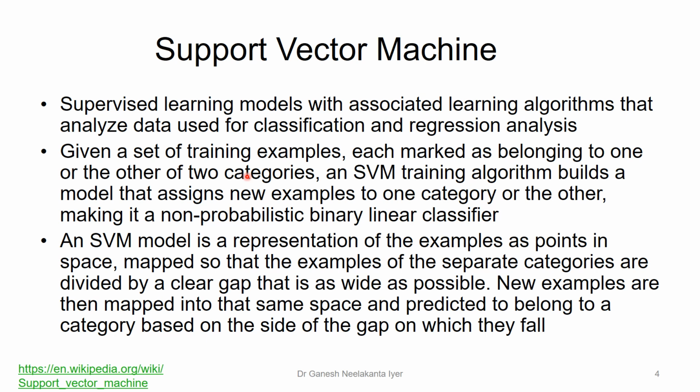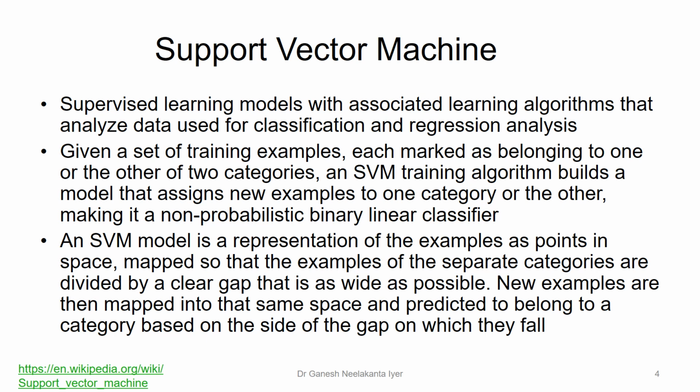Supervised learning models with associated learning algorithms that analyze data used for classification and regression analysis. SVM falls under this category. It can do both classification and regression. Given a set of training examples, each marked as belonging to one or the other of two categories, an SVM training algorithm builds a model that assigns new examples to one category or the other, making it a non-probabilistic binary linear classifier. If you remember, naive Bayes was a probabilistic classification, whereas support vector machine is non-probabilistic classification.